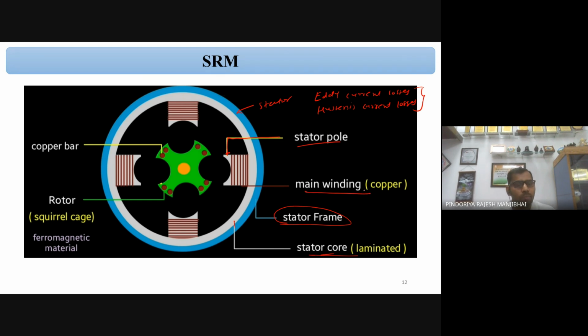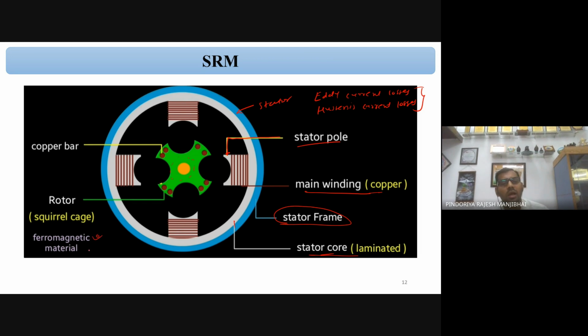Okay, so this is the stator core that is laminated. The main winding is copper. On the stator side we have the main winding to which we give the power supply, and its material is copper. Now the rotor, this green one. The rotor has a squirrel cage similar to the induction motor, and its material is a ferromagnetic material.